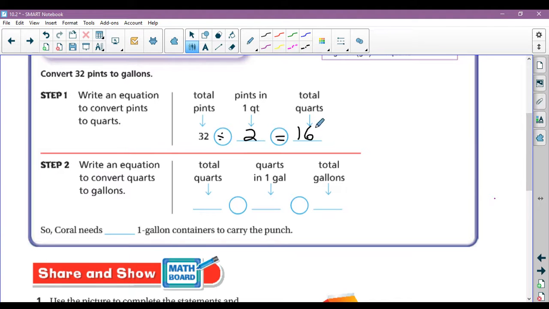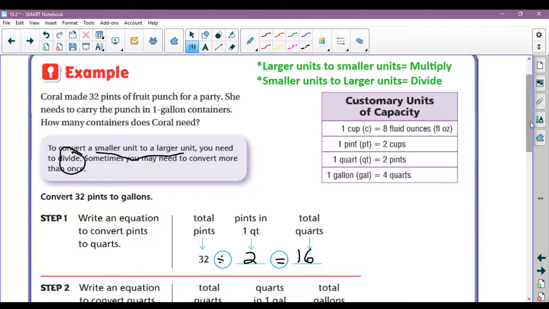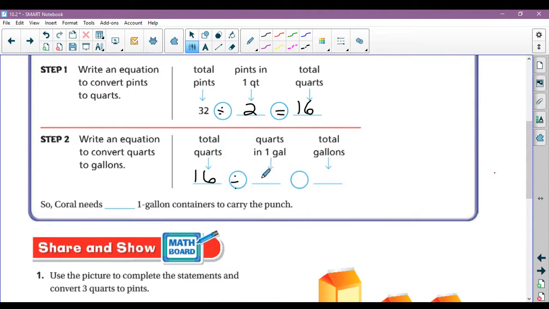And then we need to take that 16, because we're still not where we need to be with our gallons yet. We now need to divide by how many quarts are in a gallon. So if we look at our chart, there are 4 quarts in 1 gallon. So you then need to divide by 4, which is going to give you a total of 4 gallons. So that means she's going to need 4 1-gallon containers to carry that punch.